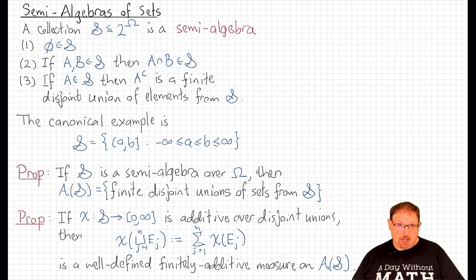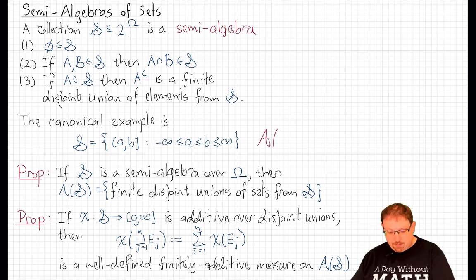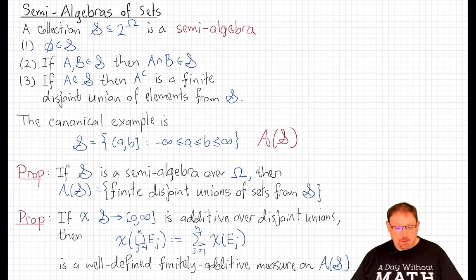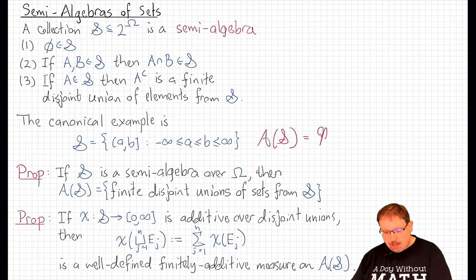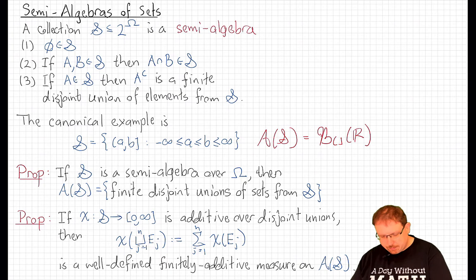But the field that it generates, which is all we need to consider when we're interested in finitely additive measures and premeasures, where we're heading, is exceedingly simple, thanks to the proposition that we proved last time. If S is any semi-algebra, then the algebra, or field, generated by that semi-algebra consists simply of all finite disjoint unions of elements from S. And so, the field generated by this semi-algebra of half-open intervals consists of all finite disjoint unions of half-open intervals. And we refer to that as the Borel field in this context.